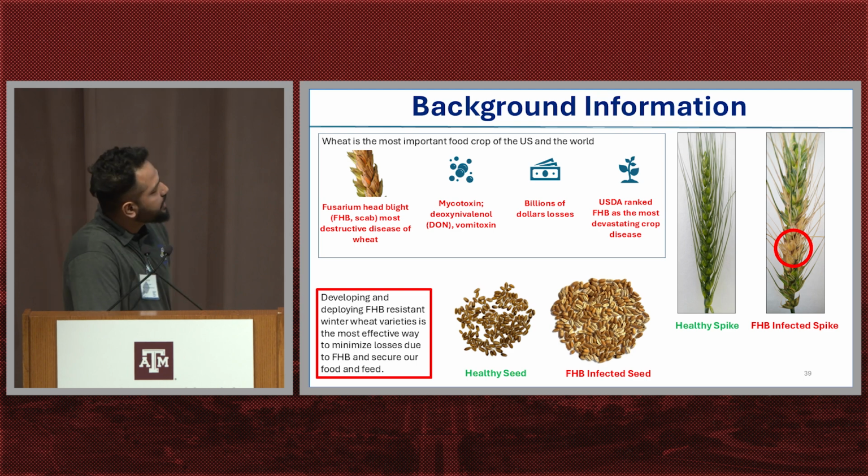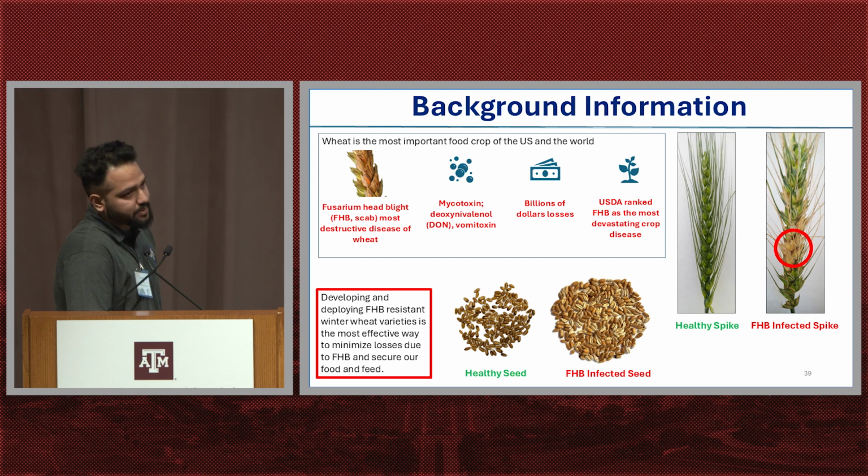Here you can see a healthy spike, what it is supposed to look like, and over here you can see an infected spike of FHB. Basically, it infects the spikelet and leads to chlorosis. You can see the green spikelet here and down here as well. But over here, the spikelet seems to be mature, but it's not mature.